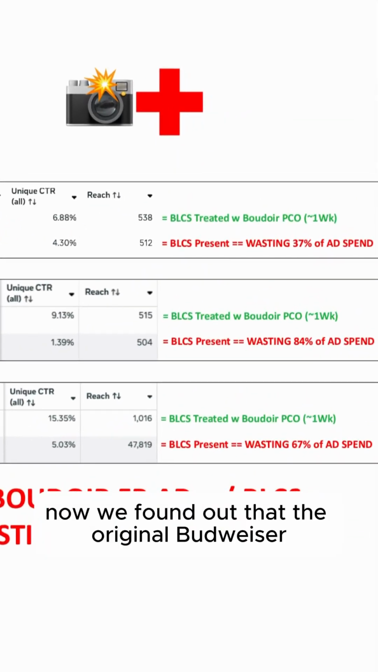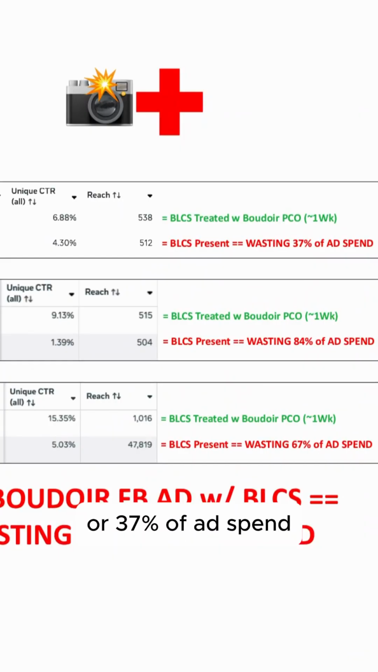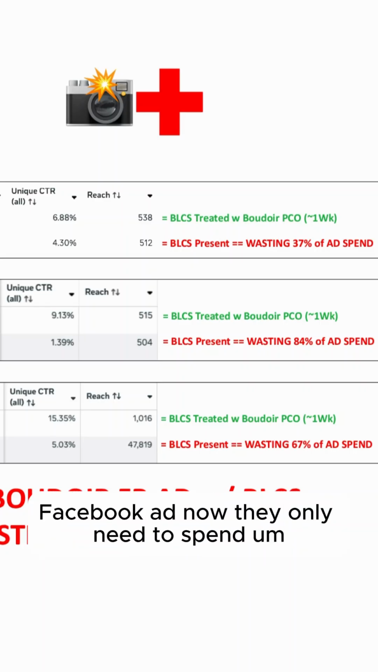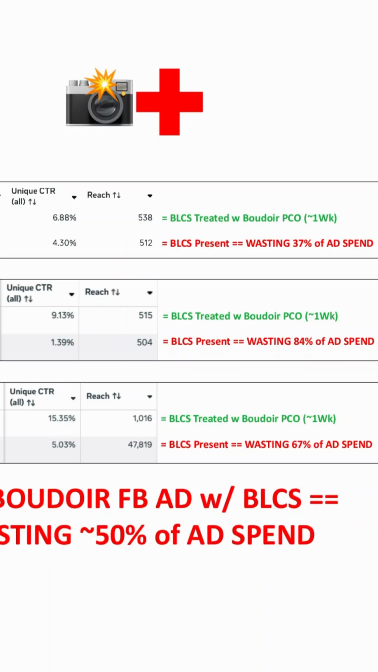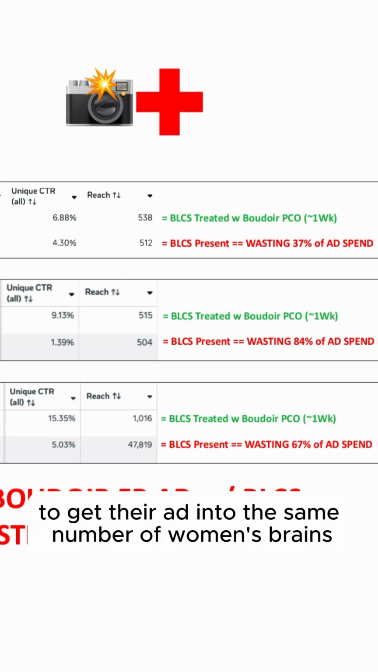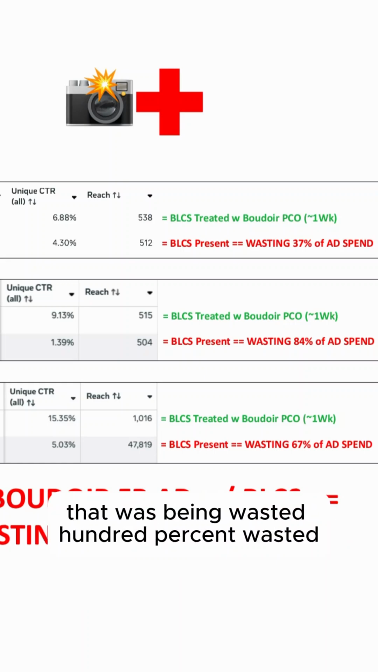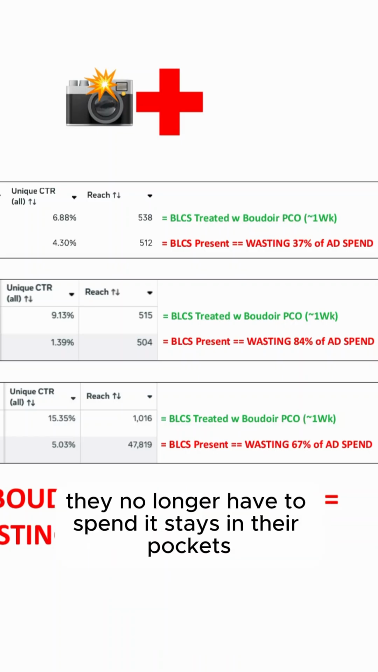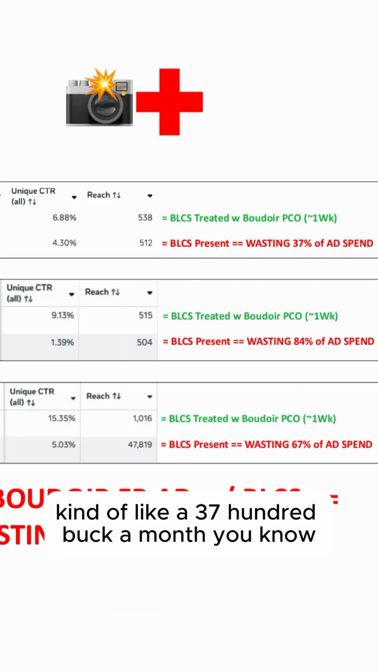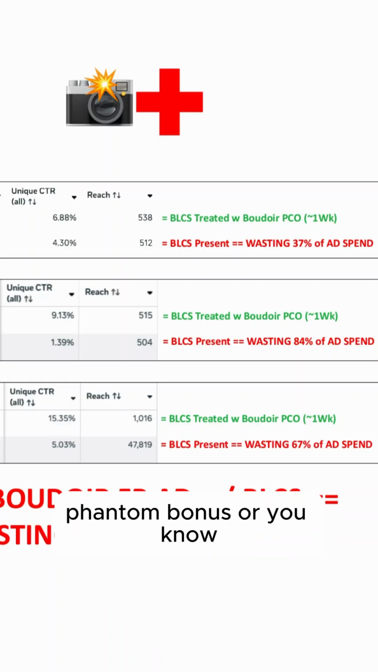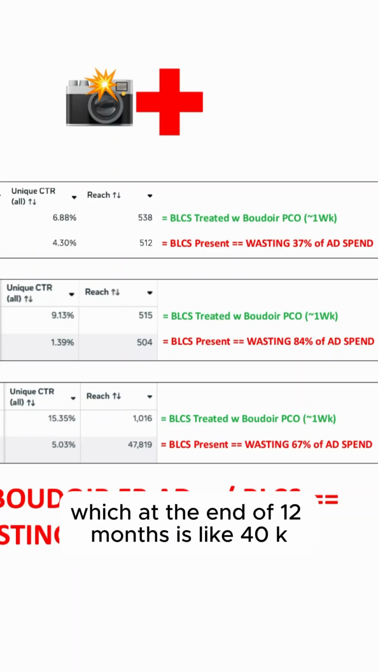Now we found out that the original Boudoir Facebook ad was wasting 37% of ad spend. So if they're spending 10 grand a month on the original Boudoir Facebook ad, now they only need to spend $6,300 a month on the Boudoir Pico treated ad to get their ad into the same number of women's brains. So that $3,700 a month that was being wasted, 100% wasted, they no longer have to spend, it stays in their pocket. It's kind of like a $3,700 a month phantom bonus, where they don't have to do anything, which at the end of 12 months is like 40K.